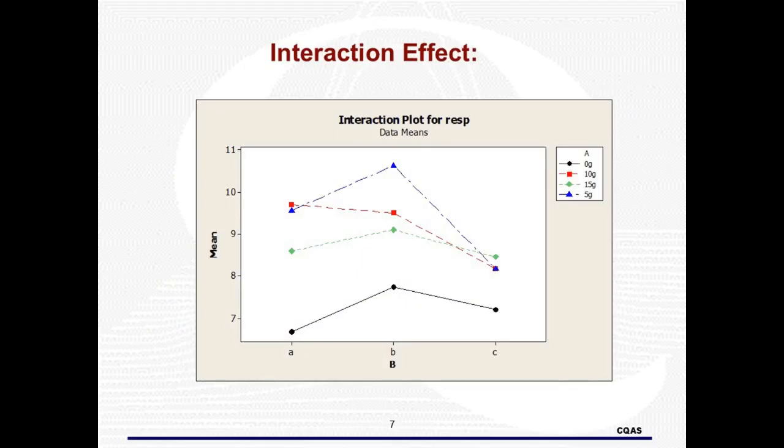Here is an interaction plot. Notice that the levels of one factor are represented on the horizontal axis, while the levels of the other factor are represented as the different types of lines. The legend to the right indicates which lines belong with which factor. The average response is on the vertical axis.